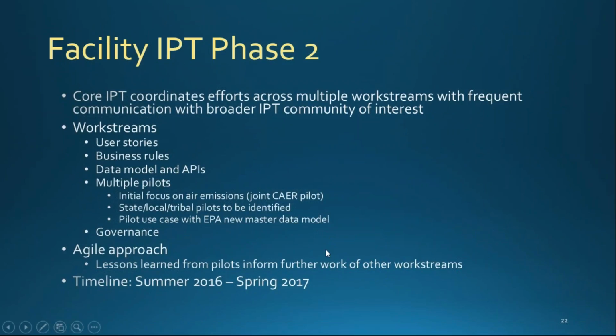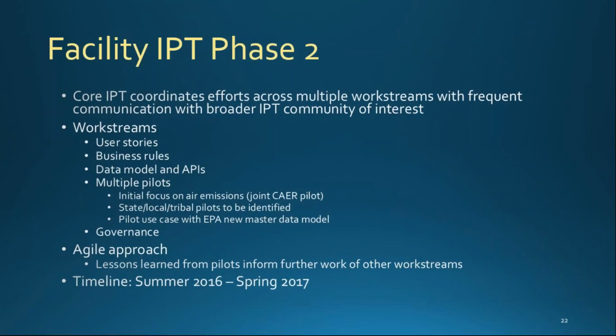So the facility IPT, as it's often called, phase 2 has just recently started. The IPT's purpose now is to coordinate these types of efforts across multiple work streams, including frequent communication with a broader IPT community of interest.